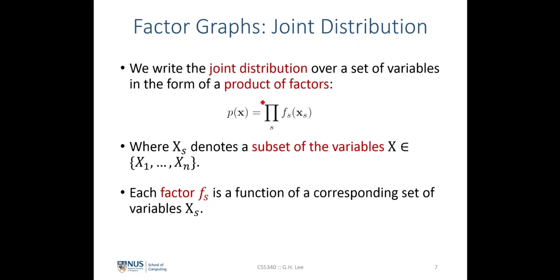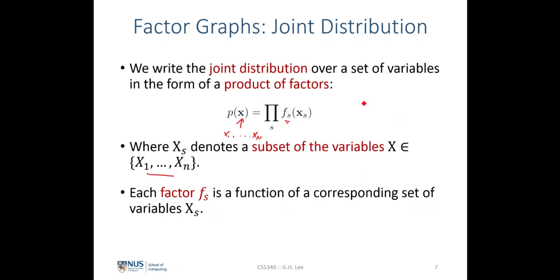of the product of the factors, where the probability distribution of the random variables is represented by x. So this could contain x1 all the way to xn, and is equal to the product of all the factors represented by the factor graph, where xs is a subset of all the random variables relevant to the factors fs, and each of these fs is simply a function of the corresponding set of random variables.